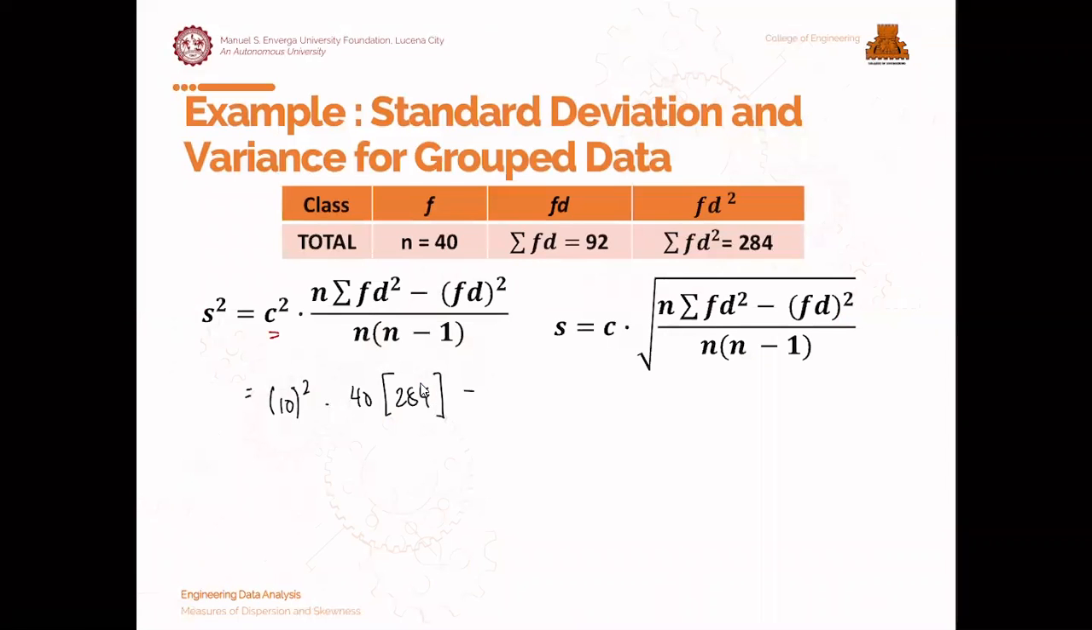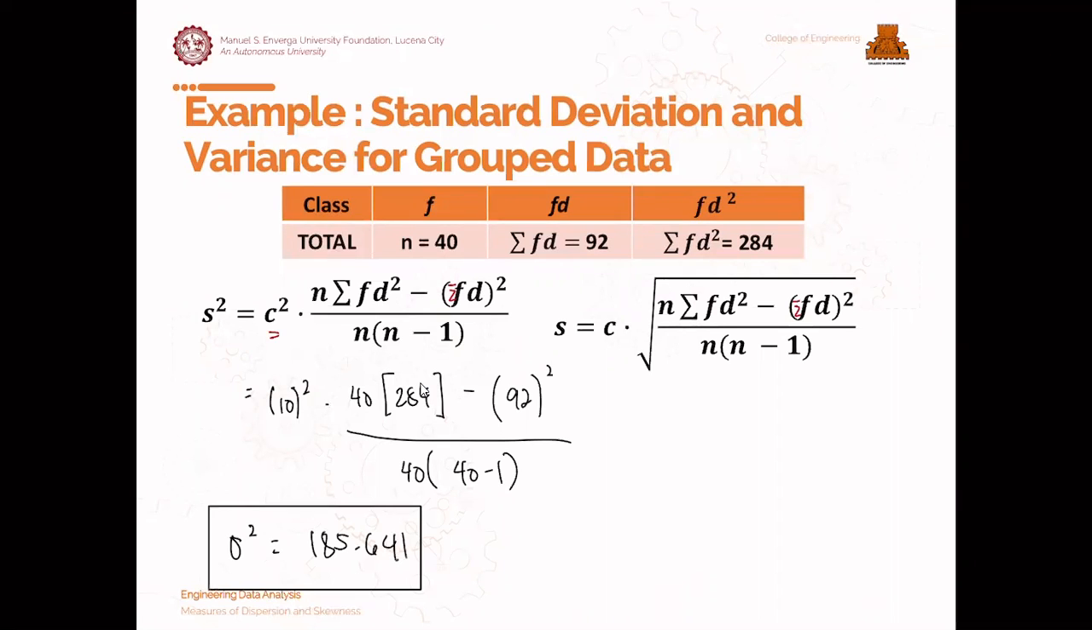Okay? Minus FD, then we square it. So again, this should be the summation. Okay? So 92 squared all over 40 times 40 minus 1. Then our variance should be equal to the same number that we calculated earlier, no? So let's check if we get the same value. The value I got is 185.641, which is the same, no? So of course, our standard deviation will be 13.625 also.